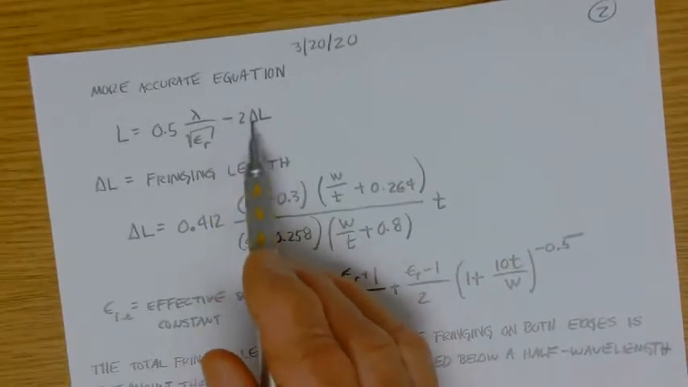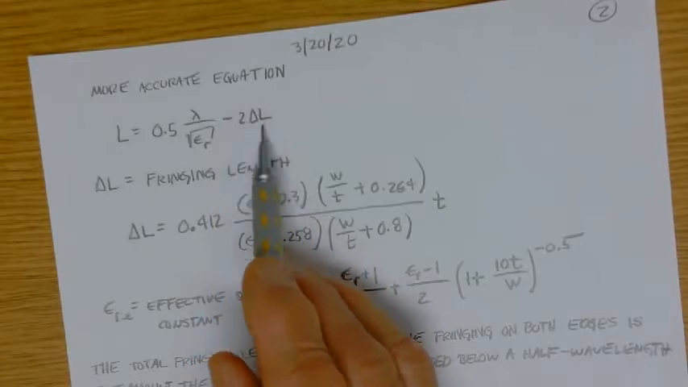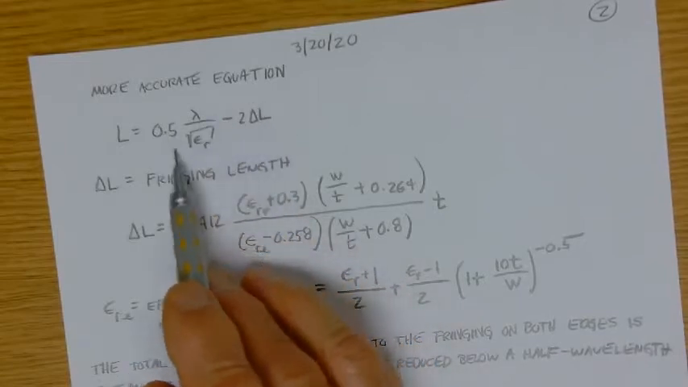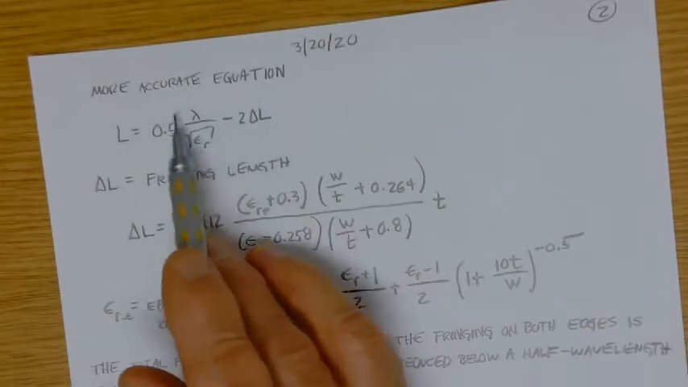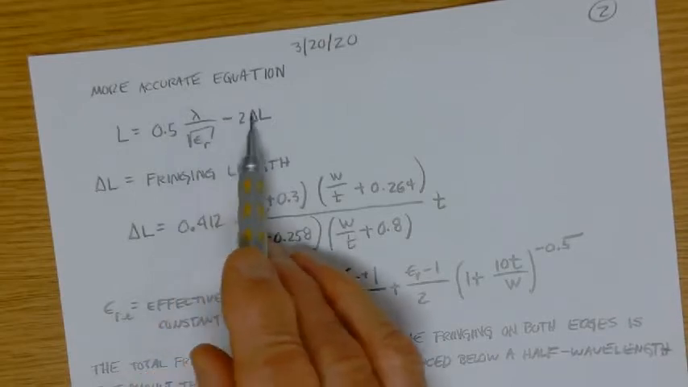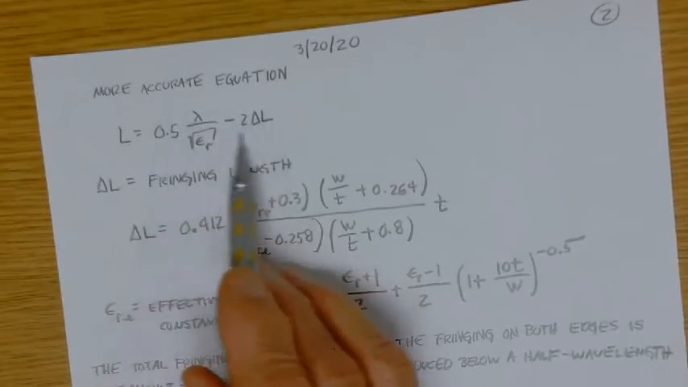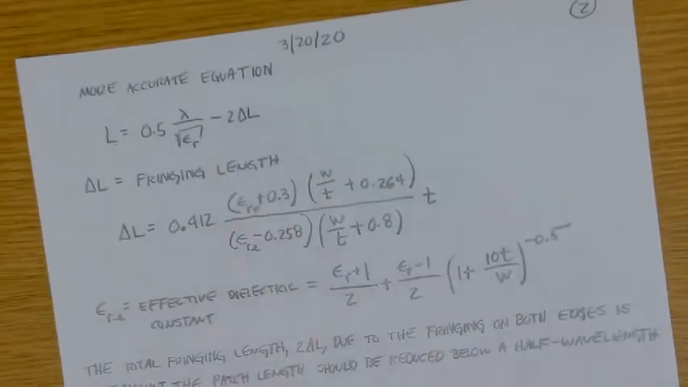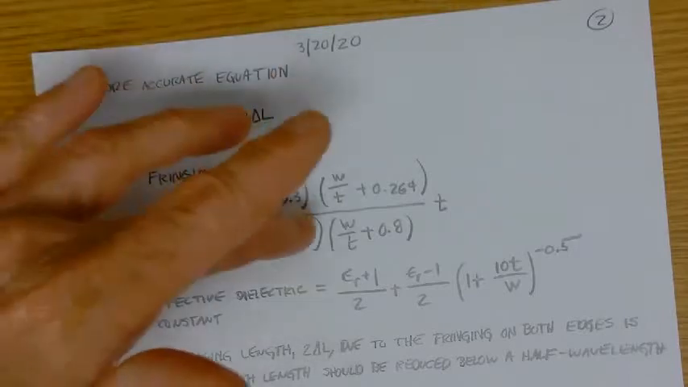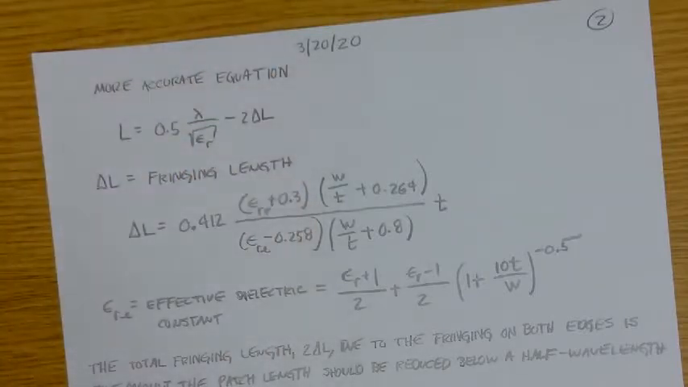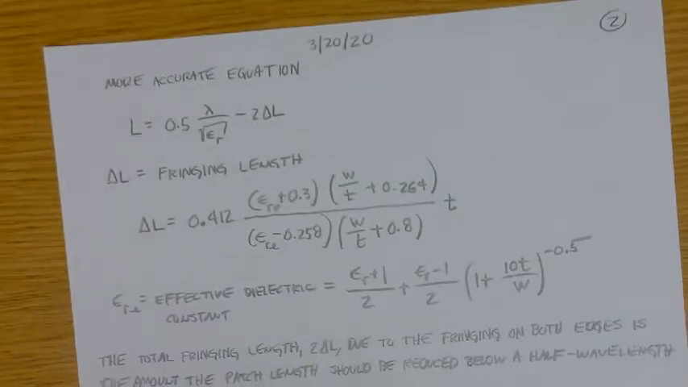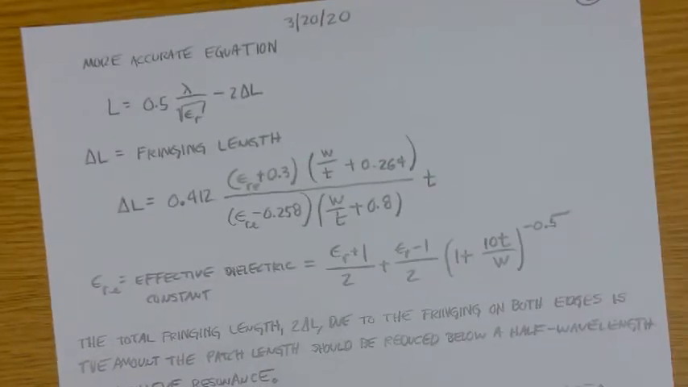So this is the amount that you need to reduce the patch below ordinary half wave resonance. The simple formula just took care of this by replacing 0.5 with 0.49. This is obviously more accurate, but also more cumbersome. Of course, you could put it in a little MATLAB program and compute it quite straightforwardly, or in your calculator for that matter.